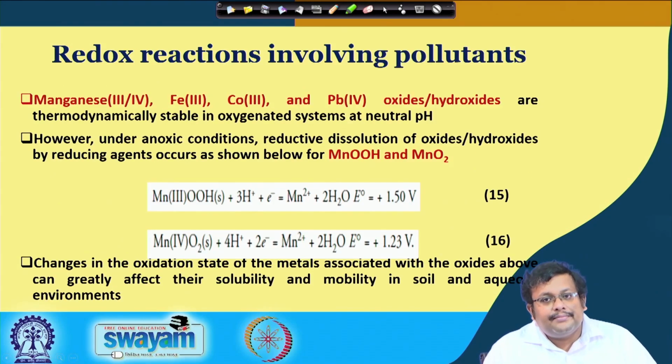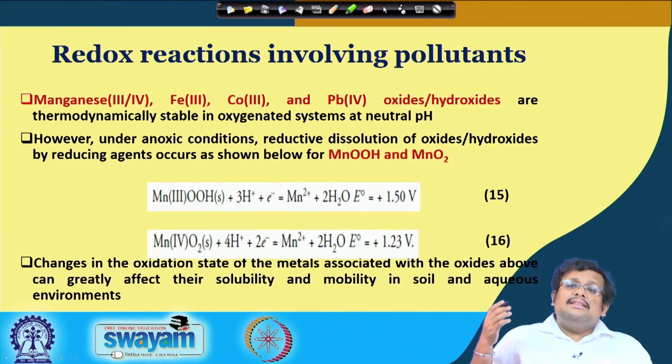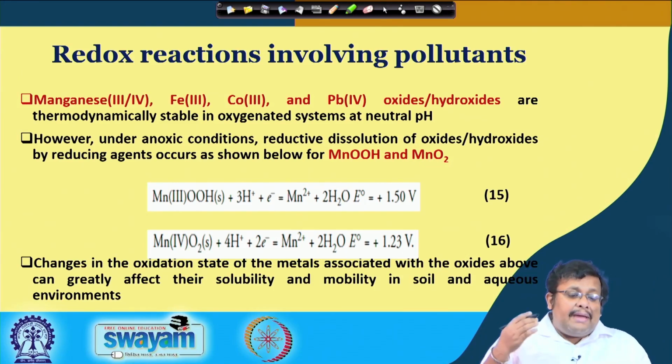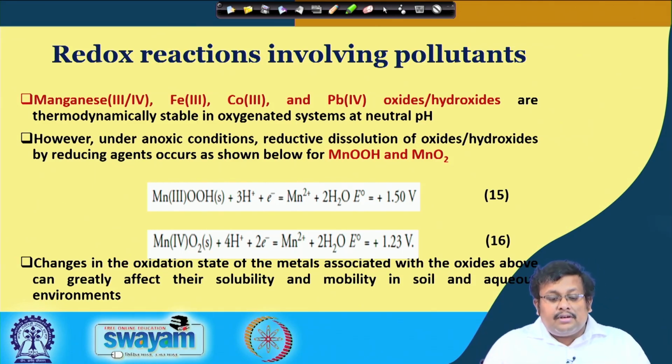Now, the next thing we are going to talk about is the redox reactions involving different inorganic and organic pollutants. You see that manganese with oxidation number of 3 and 4, then ferric, then cobalt with oxidation number of 3, then lead 4, all these oxides and hydroxides are thermodynamically stable in oxygenated system at neutral pH. So, in case of aerobic condition, they are thermodynamically stable.